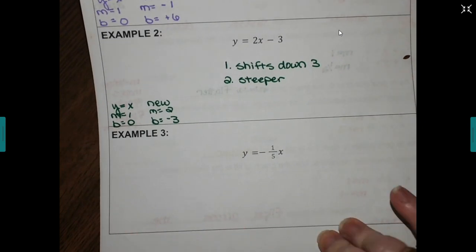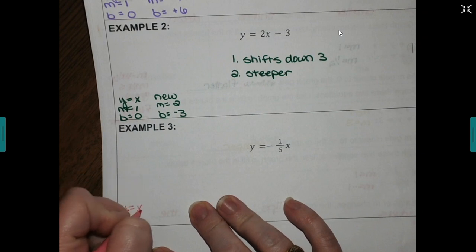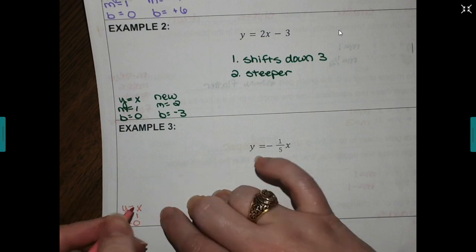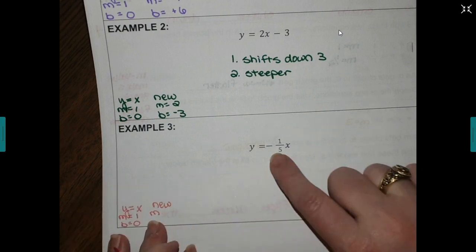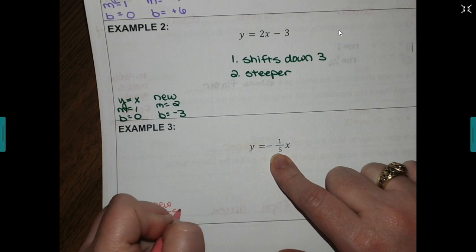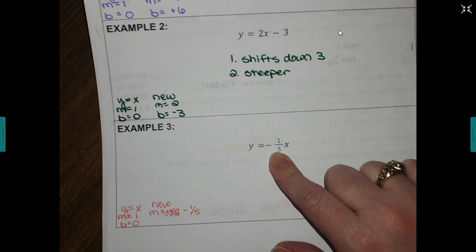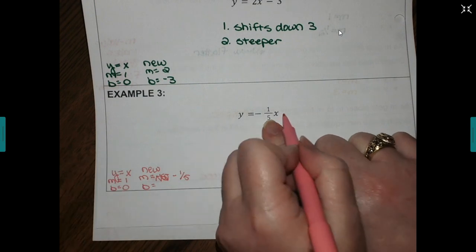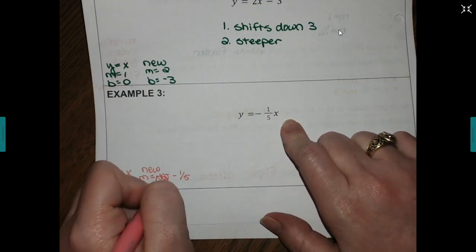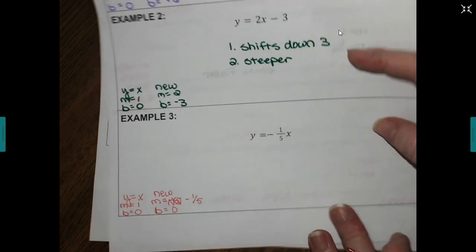And last but not least, we have example 3. We're still using the same parent graph, y equals x, which means for that m equals 1 and b equals 0. For our new one, our m now equals negative 1/5. And our b, actually, we don't have a b, so our b still equals 0. So that's interesting, but it says there's 2 transformations. I don't know what I'm going to do about that.